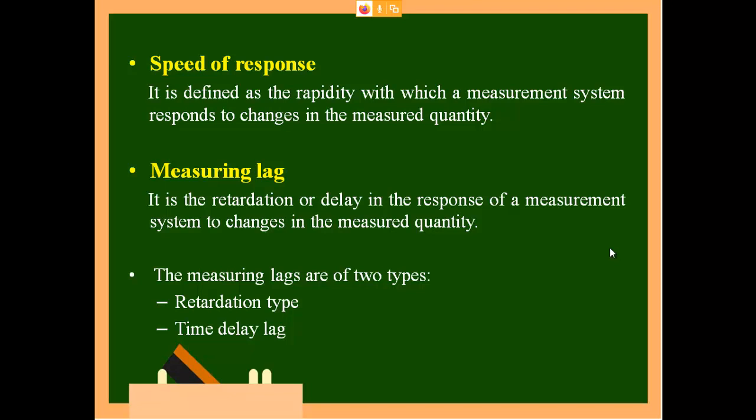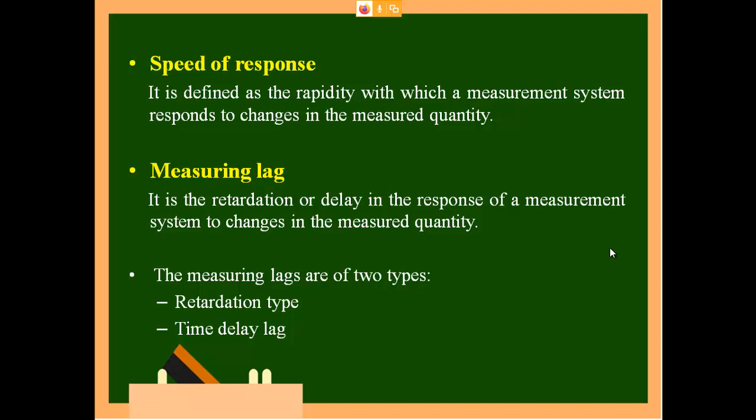Speed of response is defined as the rapidity with which a measuring system responds to the change in the measured quantity. So it is changing from 0, 1, 2, 3, 4, again coming 3, 2, 1, again it will go to 2, 3, 4, 5, then it will touch 10, again it will come 9, 8. So speed of response is how fast I am able to catch up and stand at that particular position. Okay, then measuring lag: I have to show 10 but I show 8, if I have to show 11, then I show 9, that is called lagging.